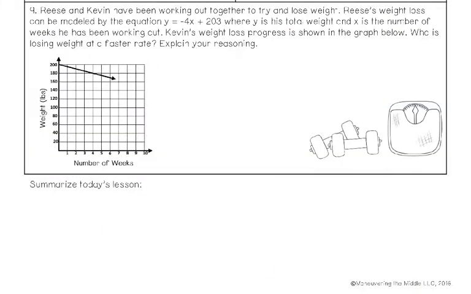Let's compare the rate of change in one more example about Reese and Kevin. They're both working out and they're trying to lose weight. Reese's weight loss can be modeled by this equation. Looking at that equation, what is the rate that Reese is losing weight? Reese is losing 4 pounds a week because Y is the total weight and X is the number of weeks he's been working out. Kevin's weight loss is shown in the graph.